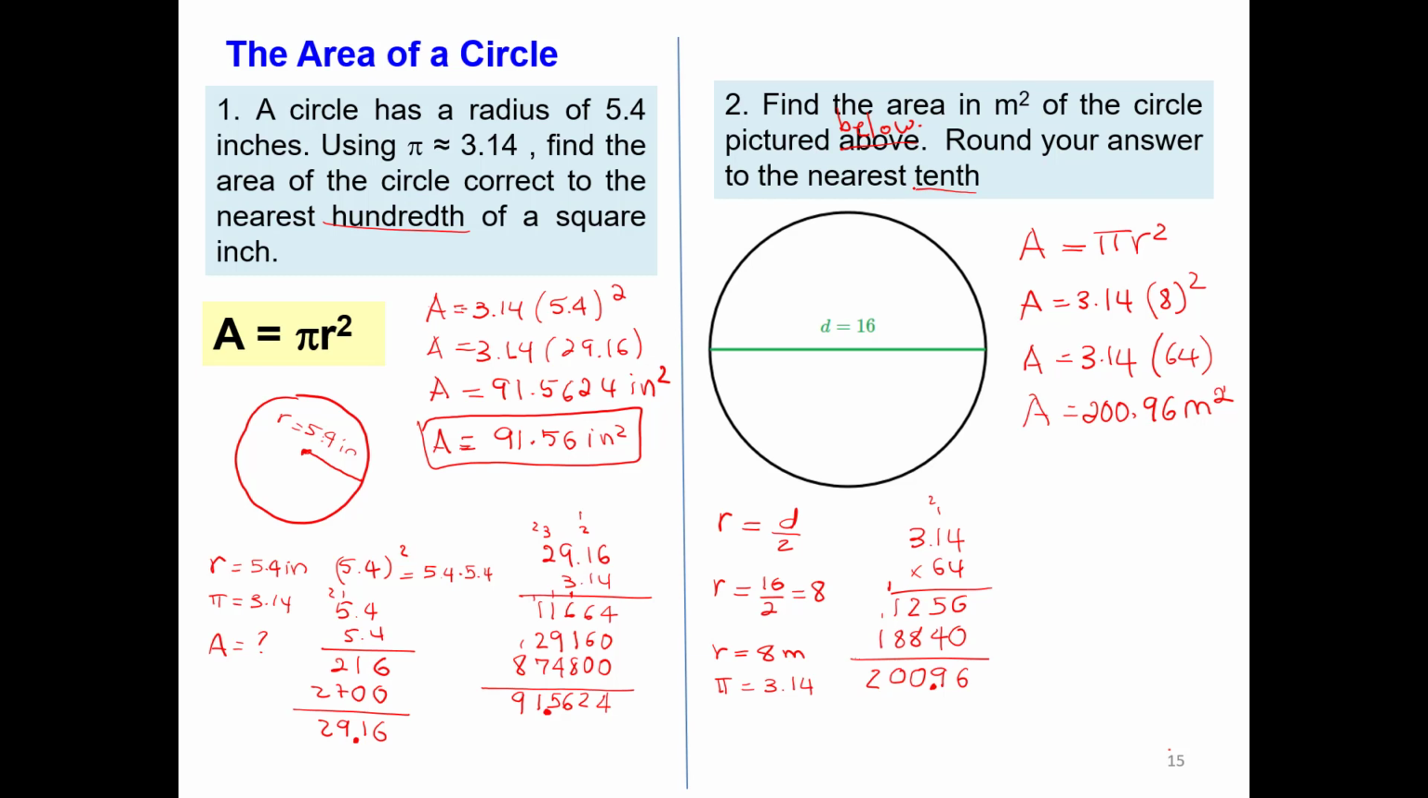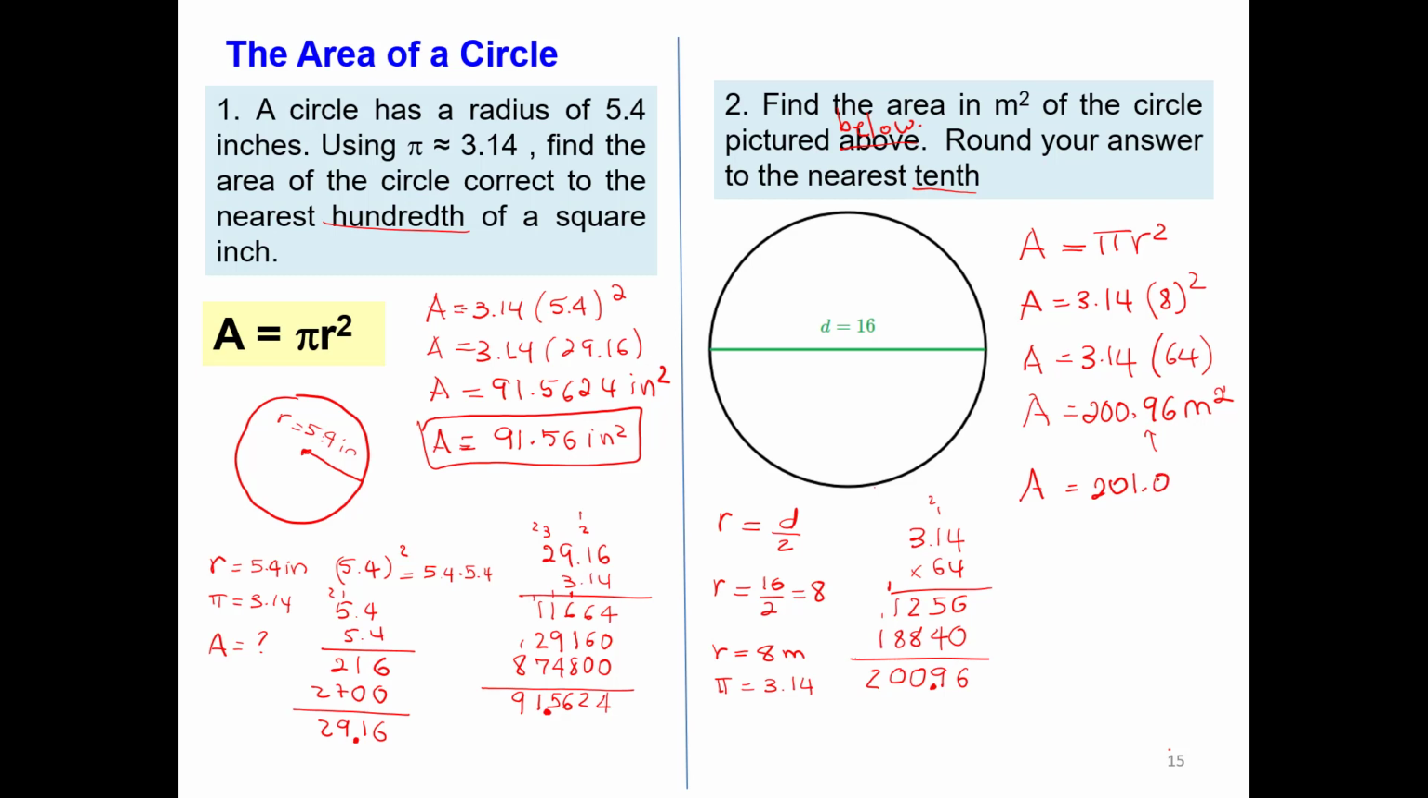Now we need to round the answer to the nearest tenth. Yes, the nearest tenth is right here. Then the testing digit is greater than 5, it is 6. Then what we have to do is add 1 unit to the next digit. In this case, if we add 1 unit, this will be 10. Because it's 10, we need to add 1 unit to the ones. And in this case it will be 201.0.